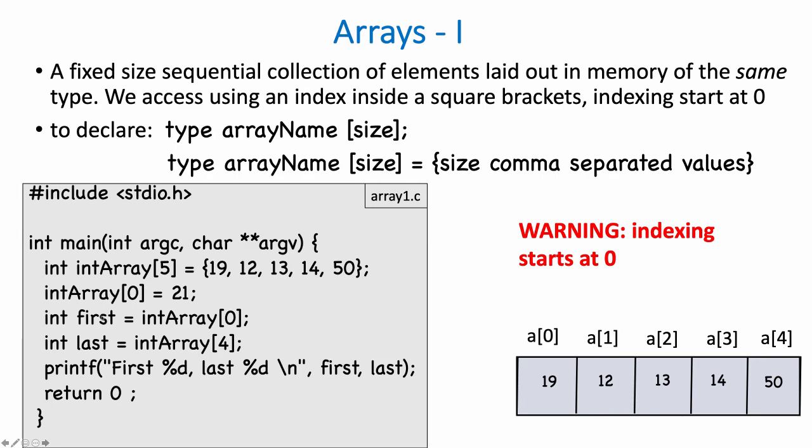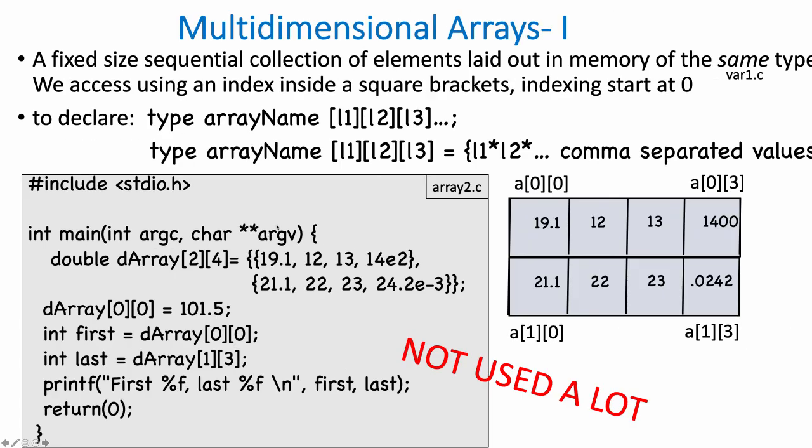And this is just how we set the values. So int array 0 equals 21 would do this, which swaps that value out to now be 21. And then if I was to print out the first or last, I'd see the 21 and the 50. And again, we use square brackets to access the values. There are also multi-dimensional arrays. You can have n-dimensional arrays in C.